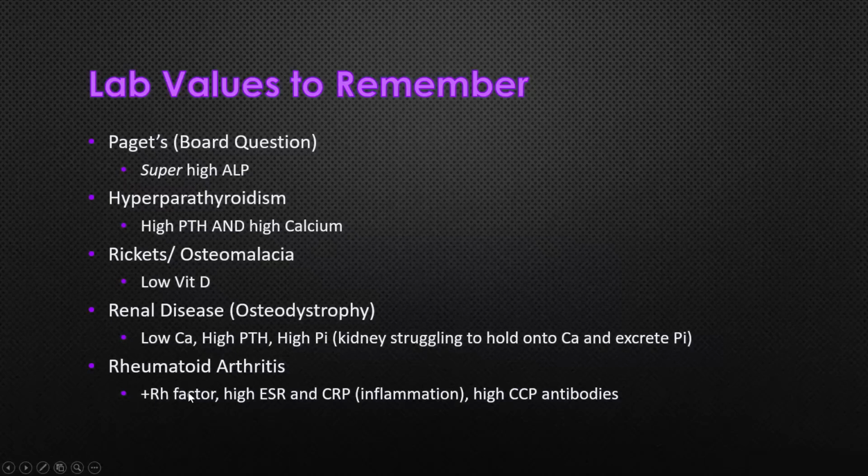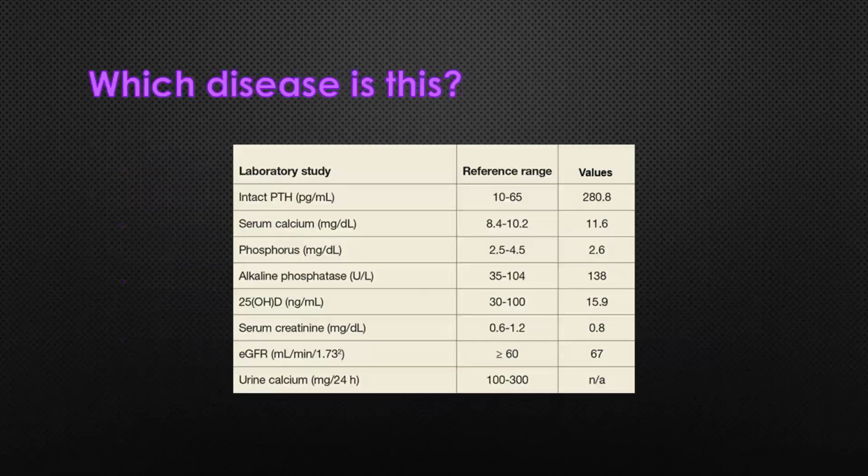Rheumatoid arthritis, having that rheumatoid factor and high markers of inflammation, ESR and CRP, or CCP antibodies. And in the case of the disease I had, a lot of this was similar. I had high inflammation, but I did not have the rheumatoid factor, but I had that high HLA, what was it, B27 antibody. But that's probably not common enough for you to have to remember.